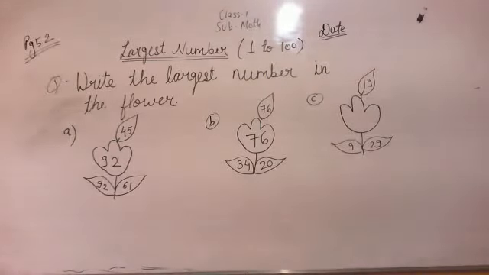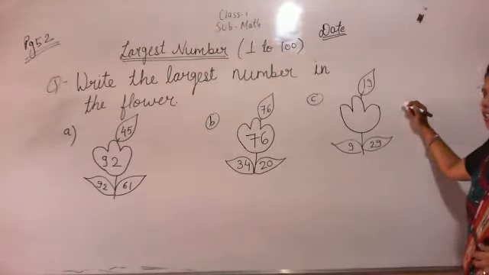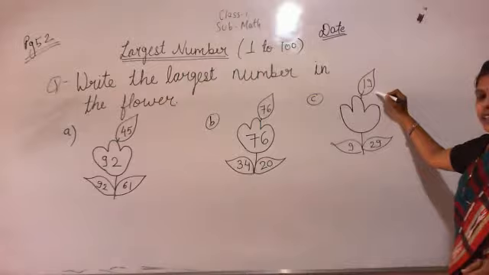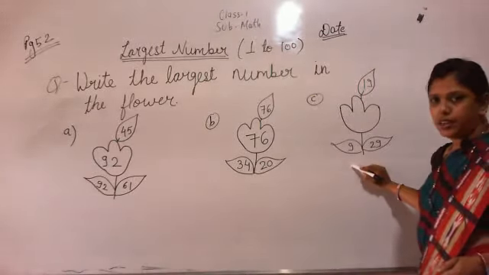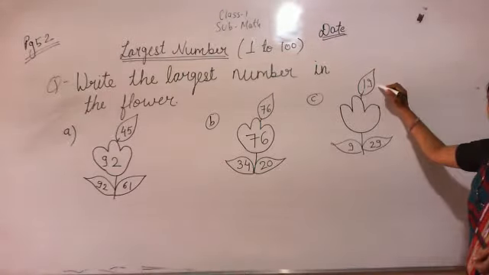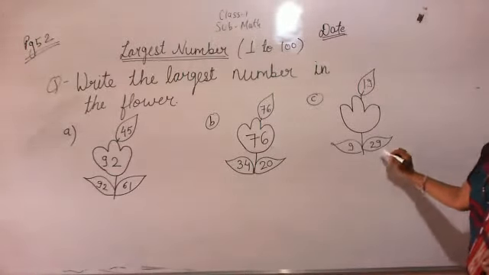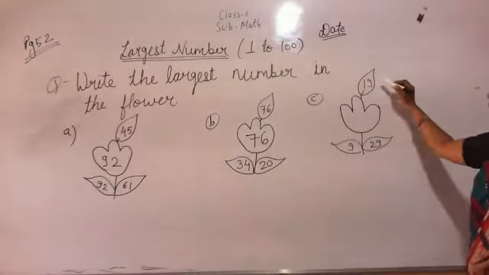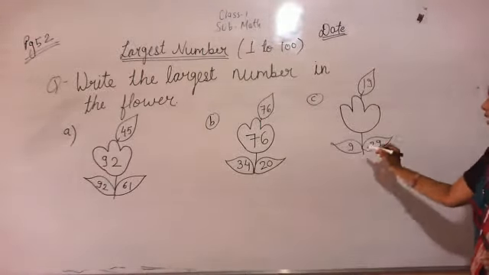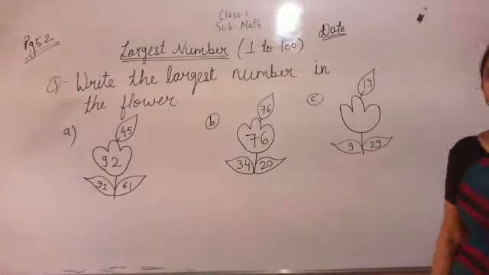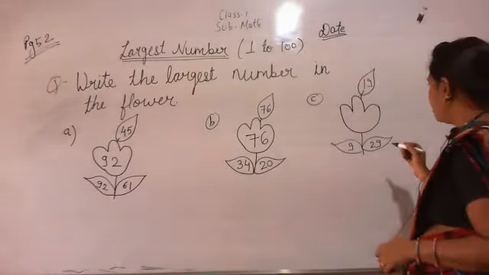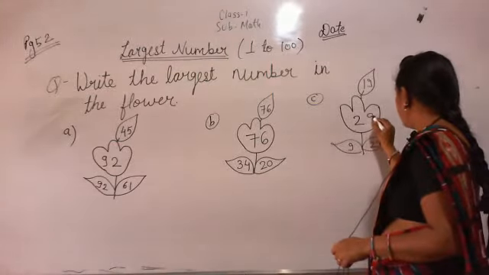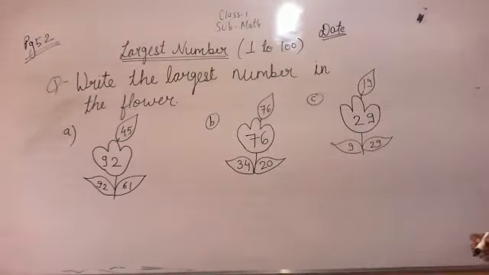Okay. Now first read the numbers. Read all the three numbers that are given. 19, 29 and the last number is 9. What are the numbers? 19, 29 and 9. Again read 19, 29 and 9. Now identify the largest number. Which is the largest number? 29. So write 29 inside the flower.